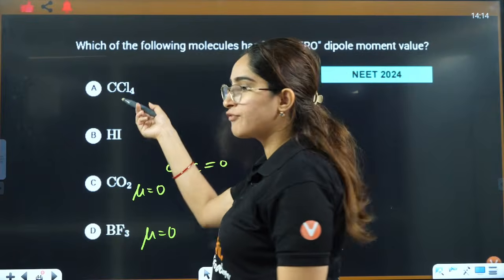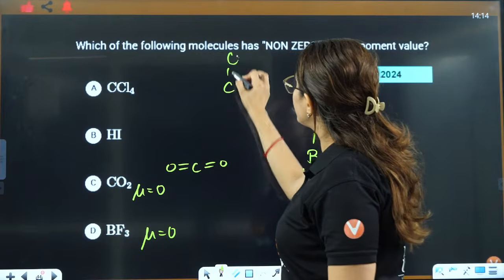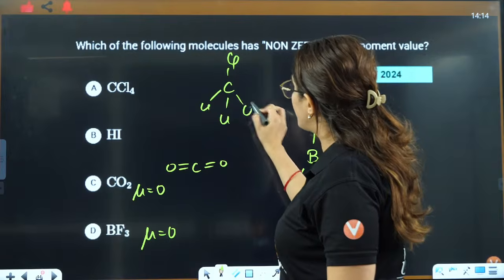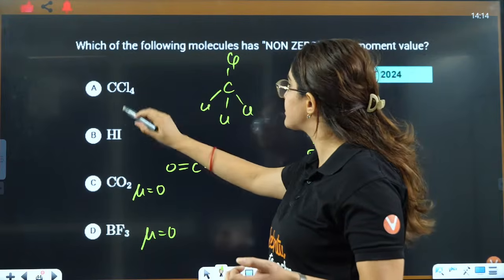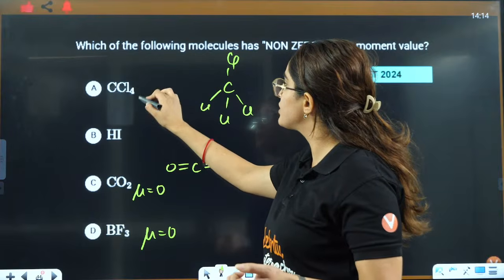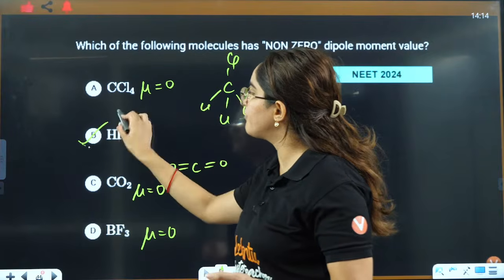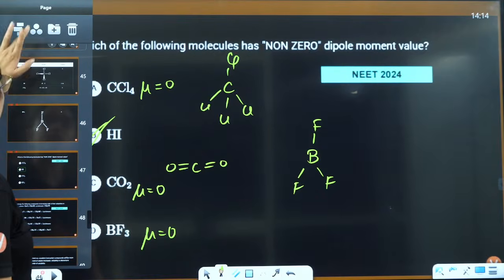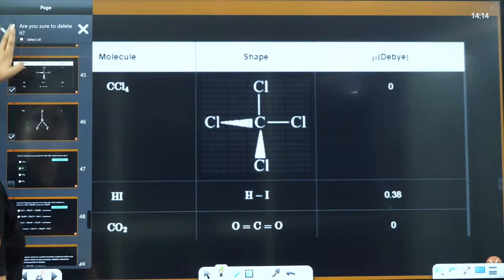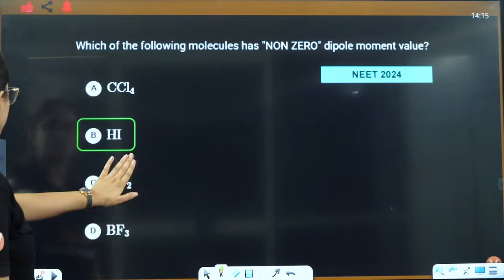In CCl4 also, all the bonds will cancel each other. The resultant will cancel out, so this also has mu equal to 0. So this is the only one where mu is not equal to 0. So the answer will be B, the correct answer here. Okay, next question.